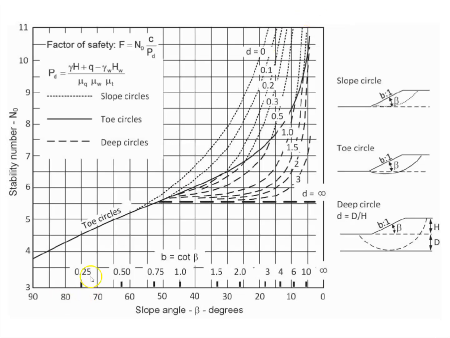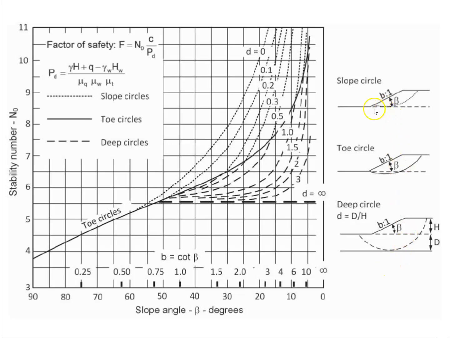And we find the slope angle we have, come up to that curve and go over and find a stability number. And for any of the other depth factors, we just scale the appropriate one. There's something else shown on here. There are 3 kinds of circles that we talk about.